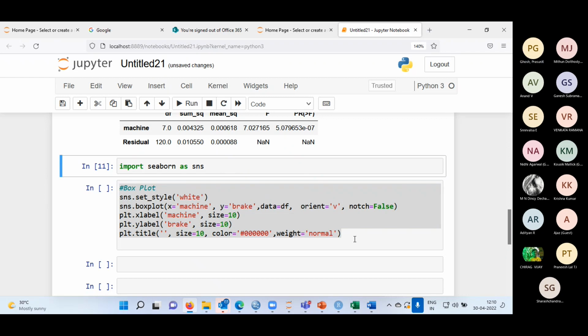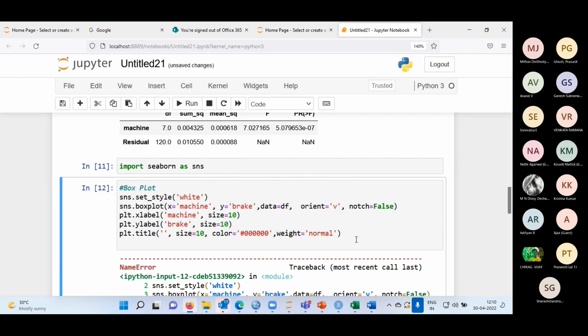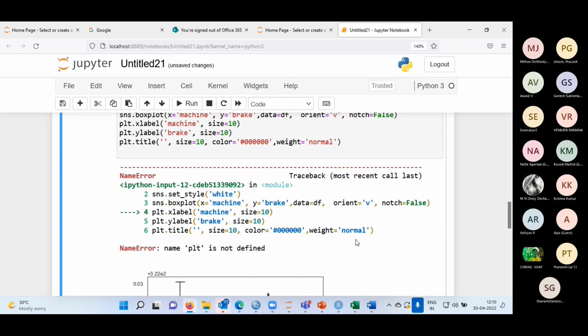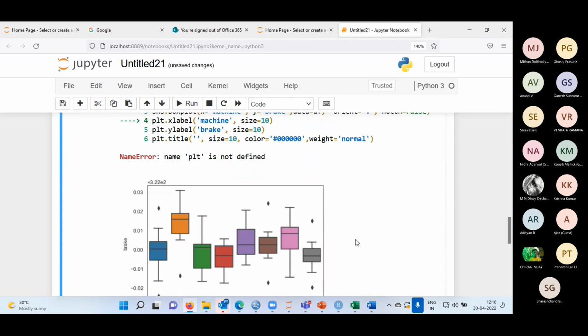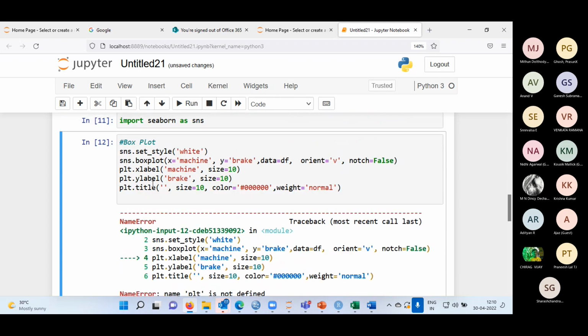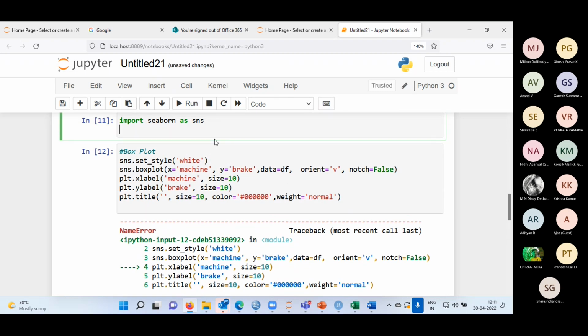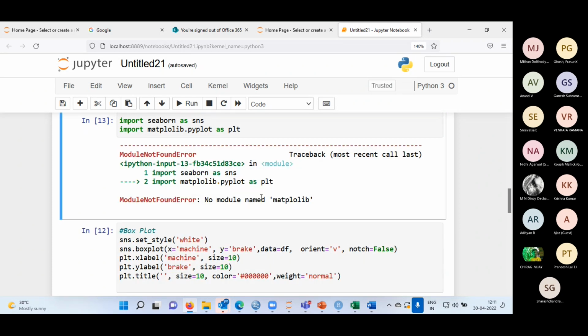Importing the Seaborn library, and then plt is not defined because we need matplotlib. Some of the properties of matplotlib, plt.xlabel and such things. So if you want, we can just do import matplotlib.pyplot as plt. No module named mat. There is a spelling mistake here.